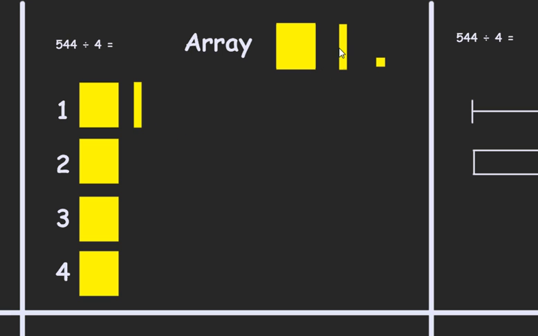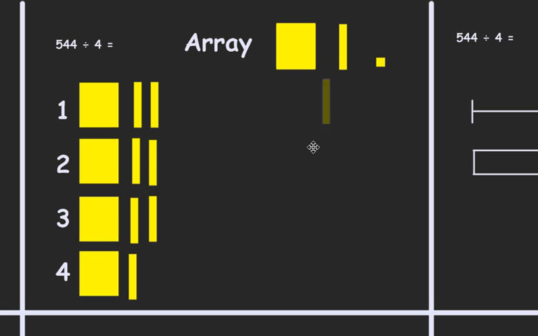10, 20, 30, 40, 50, 60, 70, 80, 90, 100. Now if you notice, I've taken care of this. Now I have 500 on the board. So now all I have left is 44. So let's go ahead and count.